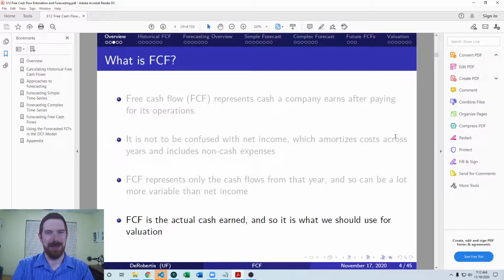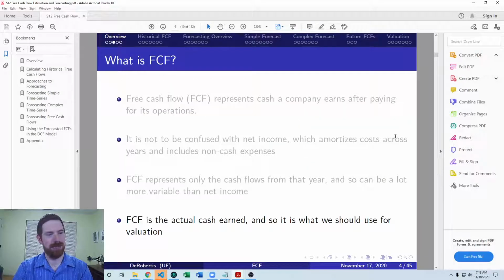Net income is still useful to think about in terms of what is a typical amount that the company would earn in a given year, considering smoothing out costs across multiple years. But when we're thinking about valuation, we always want to use free cash flows because that's what actually happens, and we want to be using the truth for our valuation. Investors care about when they're going to get that cash. The timing of it is important. And so we always use free cash flows for valuation.